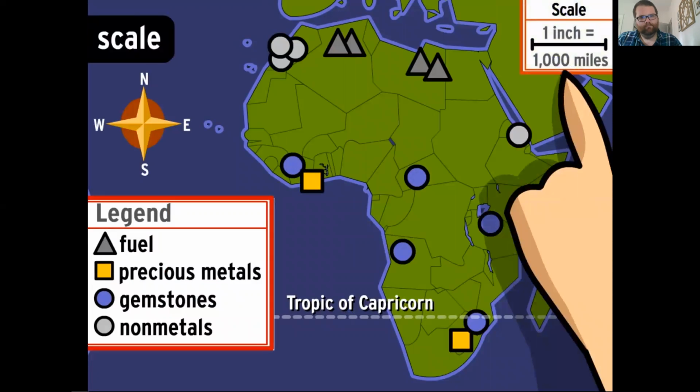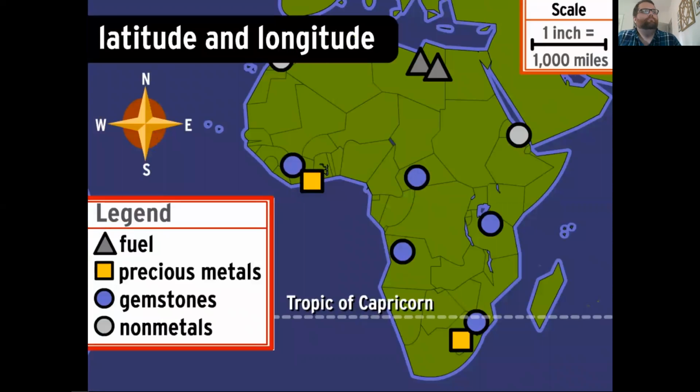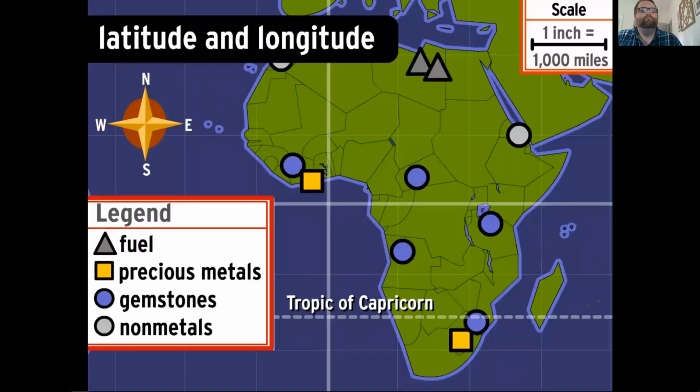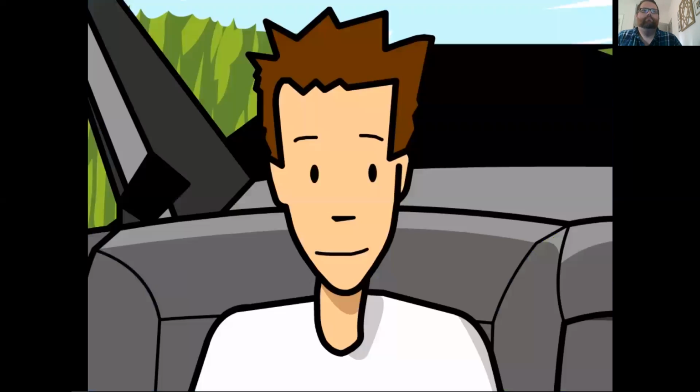And a map's scale shows the ratio between the distance on the map and the distance in real life. On this map, 1 inch equals about 1,000 miles. Finally, there's latitude and longitude. Those lines can tell you your exact location on the planet. And there you have it, maps.